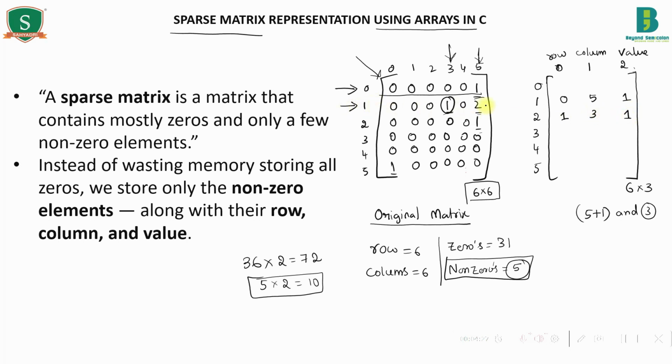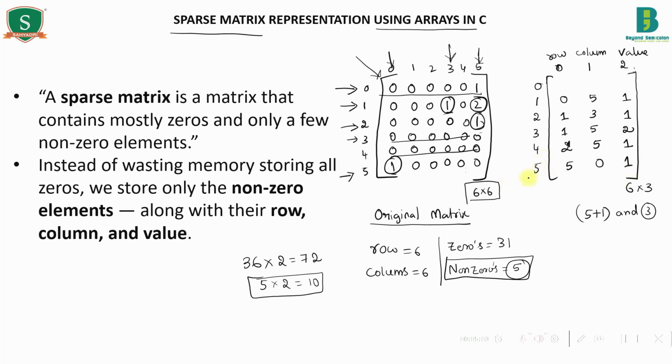Again, in the first row, 5th column, we are having value 2. In the second row, 5th column, we have 1. In the third row, we don't have any values. In the fourth row, we don't have any values. In the 5th row, 0th column, we have value 1. So these 5 values we have represented in the matrix.